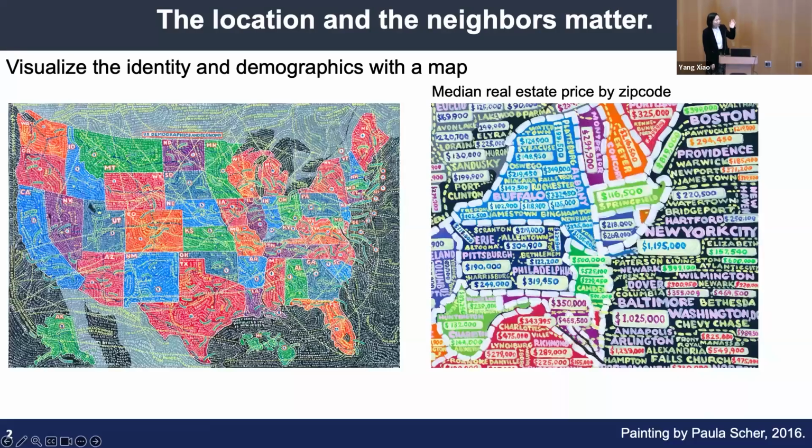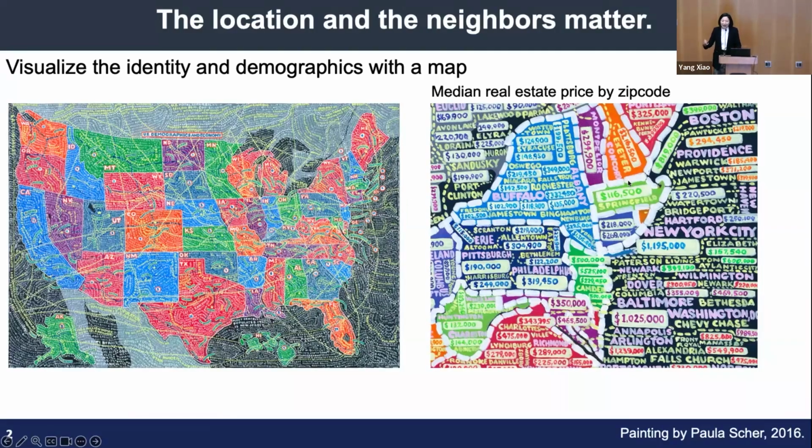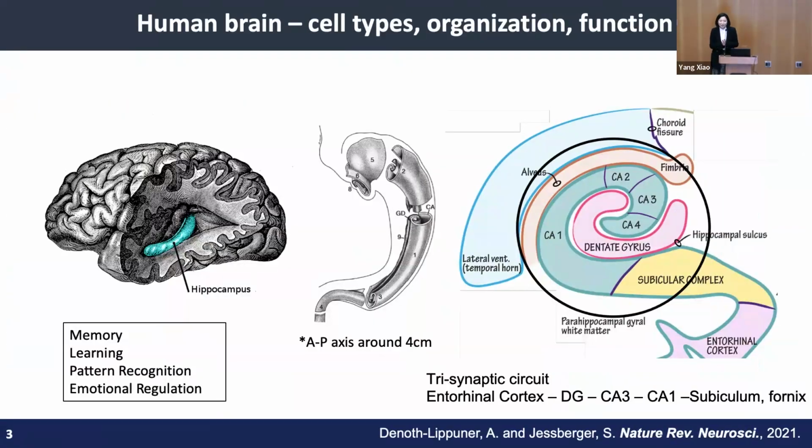To start with, I'd like to talk about this oil painting, and the state, and each break are visualizing the identity and the demographics within a map. So here I'm showing the real estate median housing price by zip code. And you should appreciate that the median housing price is not just affected by the house build itself, but also the neighbors. It's the same as tissues. It doesn't matter which cell type you are, your function depends not just on the cell itself, but on where you are located and who your neighbors are.